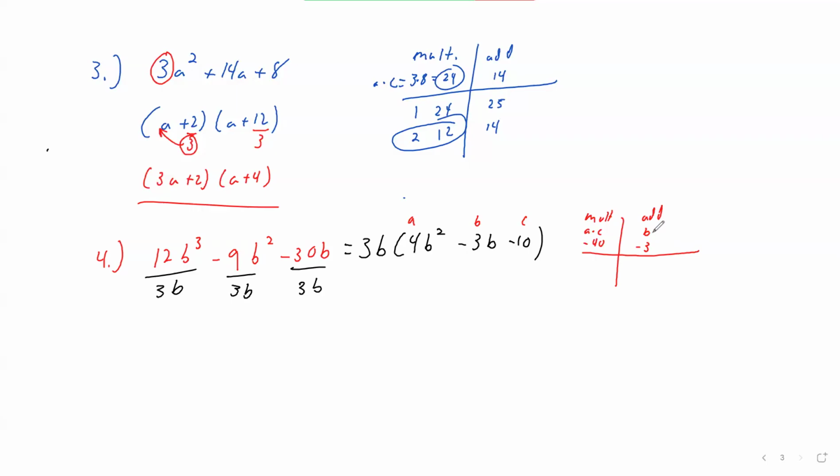If you're multiplying to a negative, one of them is negative because the B is negative. Very good. Mm-hmm.